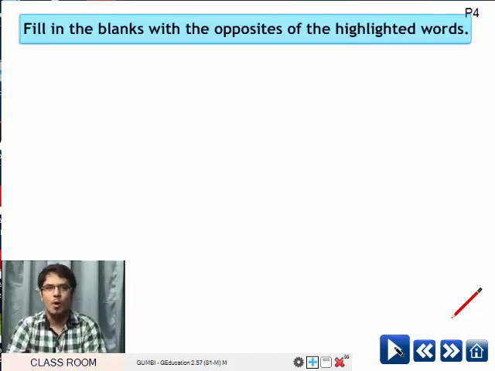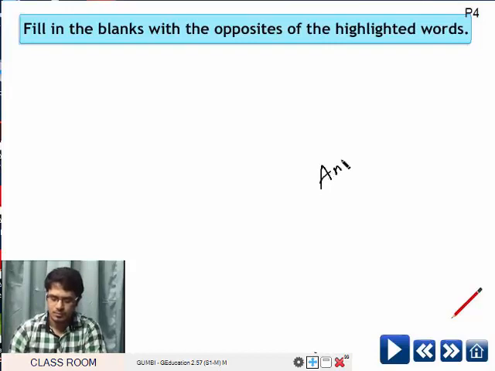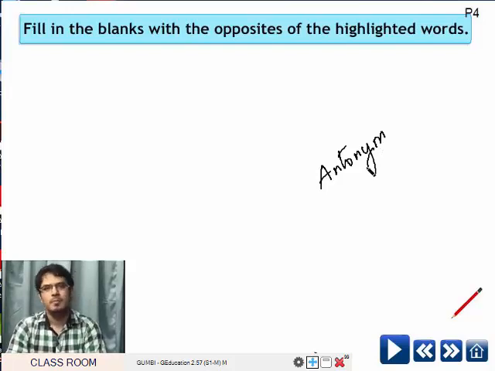Fill in the blanks with the opposites of the highlighted words, and we call it antonyms. So what is an antonym? What is an antonym, children? Very good. An antonym is a word which is opposite in meaning to the given word.